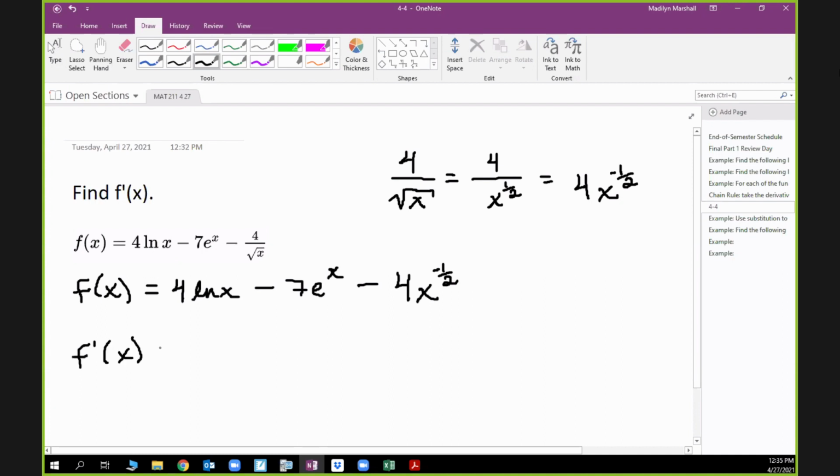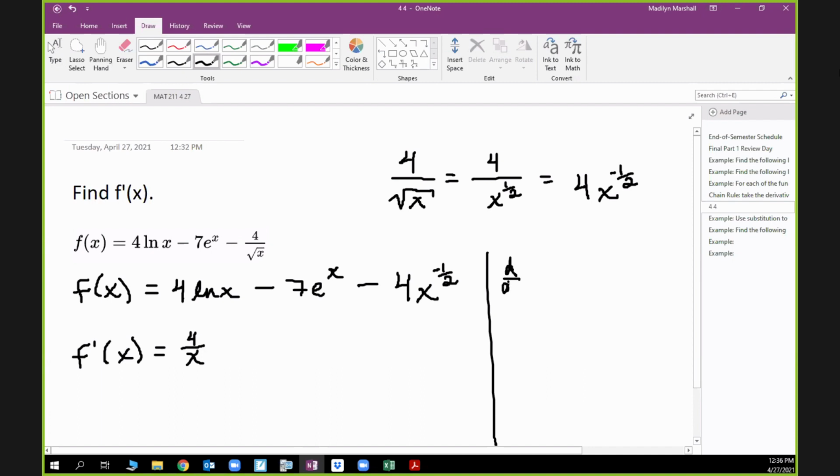Then we can do the second term. So we have 4 ln x. What would be the derivative? Natural log. Or 1 over x. Or 4 over x. Yes, exactly. So it would be just 4 over x. It's fine.